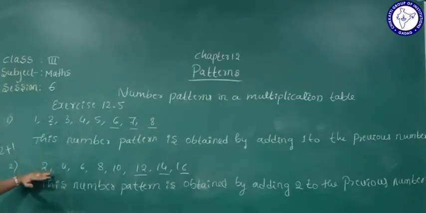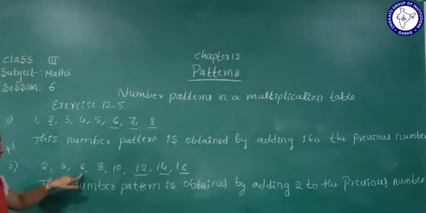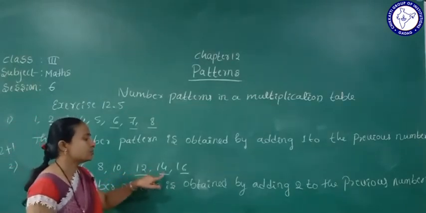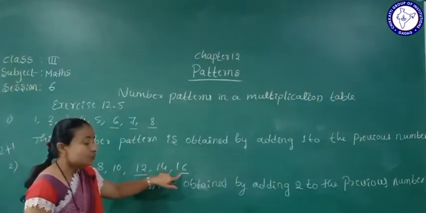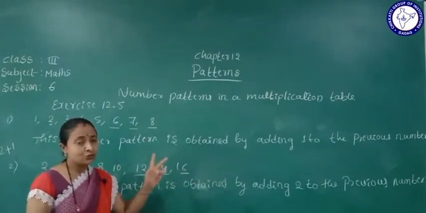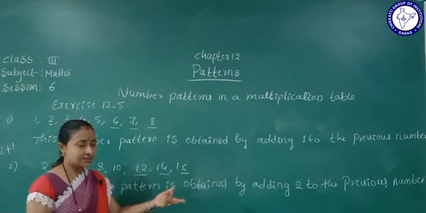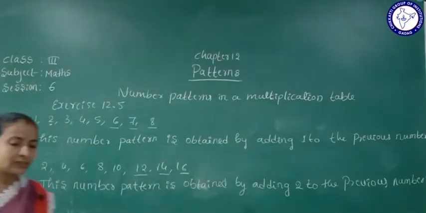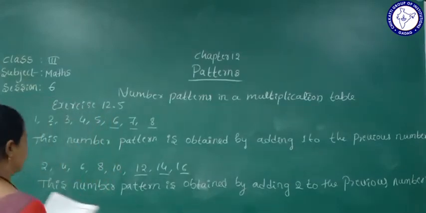Also we can observe this is multiplication. This is the table of 2: 2 1s are 2, 2 2s are 4, 2 3s are 6, 2 4s are 8, 2 5s are 10, 2 6s are 12, 2 7s are 14, 2 8s are 16, 2 9s are 18, 2 10s are 20. The numbers increase by 2. Next one, that is the third one.